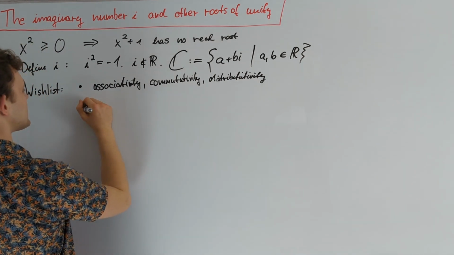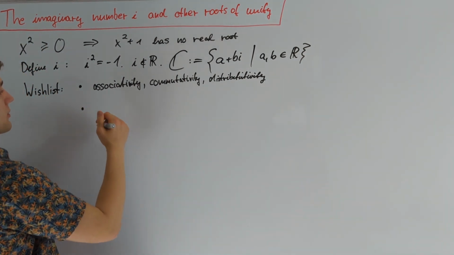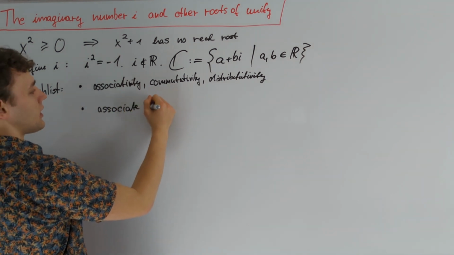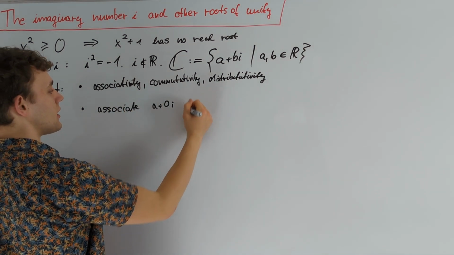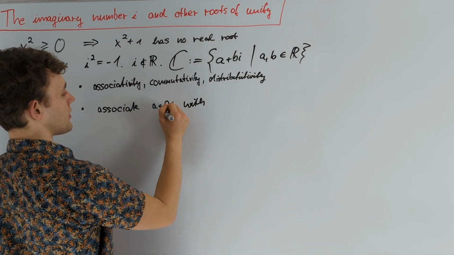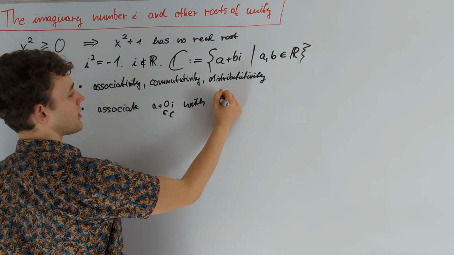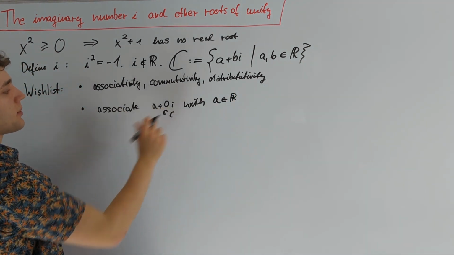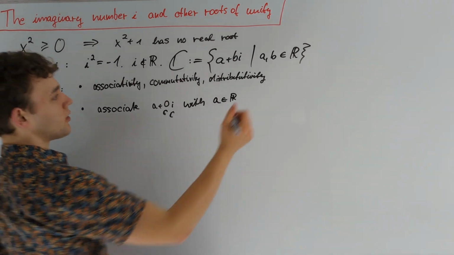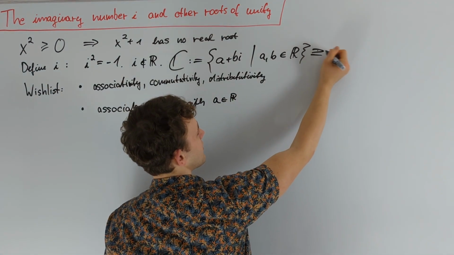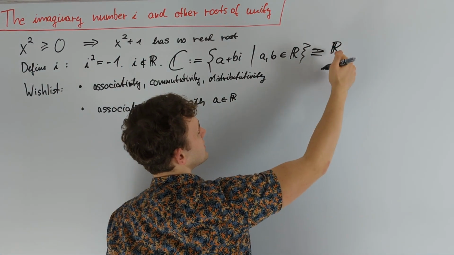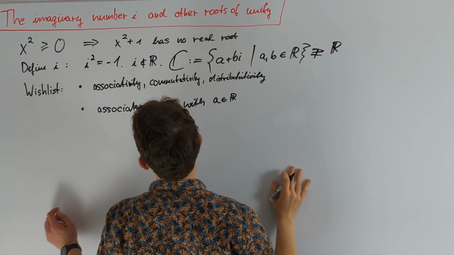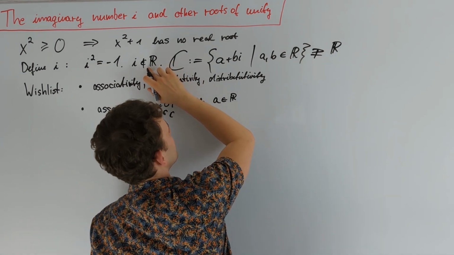And therefore, the next point on our wish list is that we want to be able to associate the number a plus 0i, which is a complex number, with a in R. So we could also just say that a plus 0i is a real number, or in other words, that the set of real numbers is a subset of C, and here is definitely no equality because we have already noted that i cannot be a real number itself.